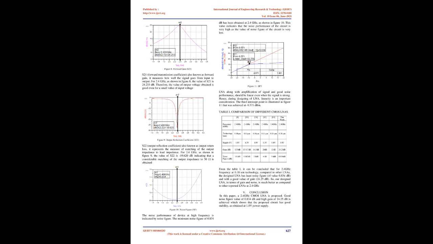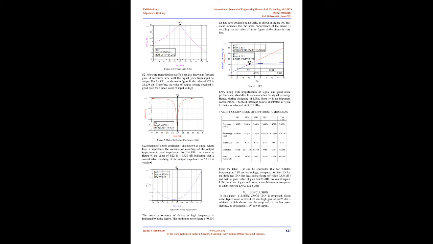Figure 10 noise figure, NF. The noise performance of a device at high frequency is indicated by noise figure. The minimum noise figure is 0.834 dB. From Table I, it can be concluded that for 2.4 GHz frequency at 0.18 micron technology, compared to other LNAs, the designed LNA has the least noise figure, of value 0.834 dB, and with a good value of gain, 24.25 dB.